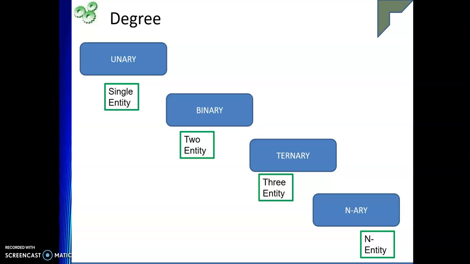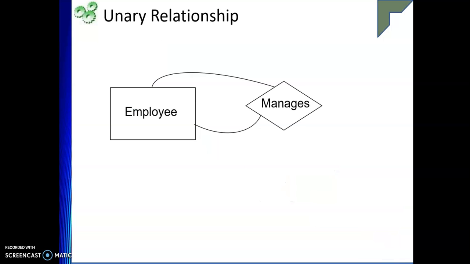So we'll now look at each one by one. First, a relationship: an employee manages an employee. This is a beautiful example of a relationship. For example, in a department of computer science, suppose we have 20 employees, and we will have one HOD of the department, who will be managing that entity, managing those employees.